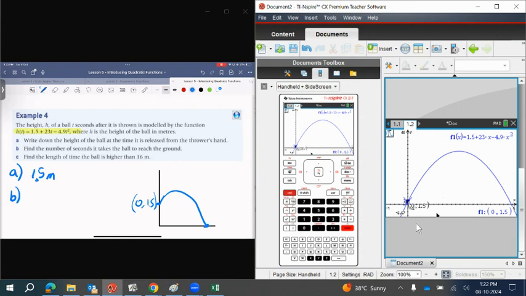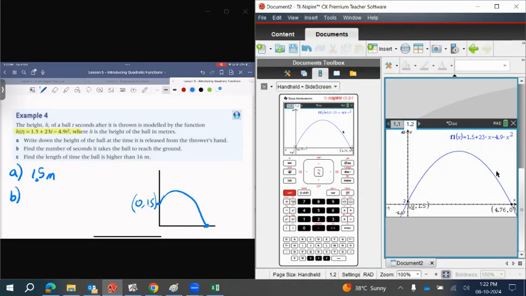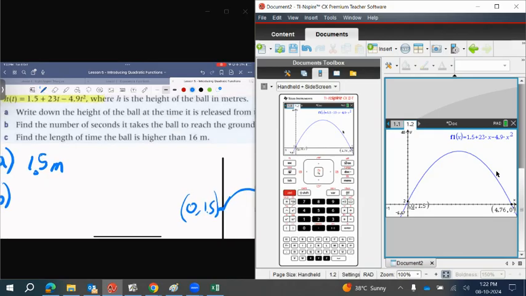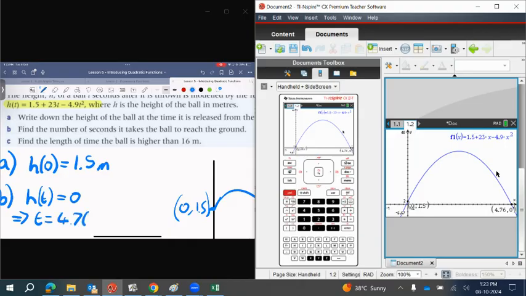So let's find that on the graphing calculator now. Menu, analyze graph, zero. Click either side of there. And I got, did you get 4.76, 0? Yeah. So you want to show a little bit of method here on these ones. So let me do this a little bit better. I'm rushing a bit too much. We want h of 0 is equal to 1.5. On this one, we want h of t is equal to 0, which tells us that t is equal to 4.76. And what's the time in? Seconds.